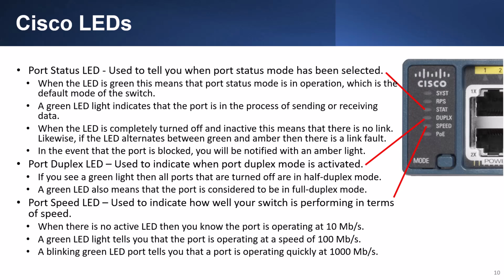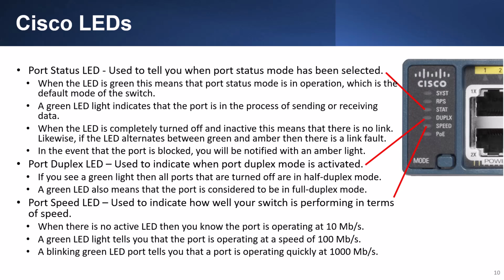Port Duplex LED is used to indicate when port duplex mode is activated. If you see a green light, then all ports that are turned off are in half duplex mode. A green LED also means that the port is considered to be in full duplex mode.